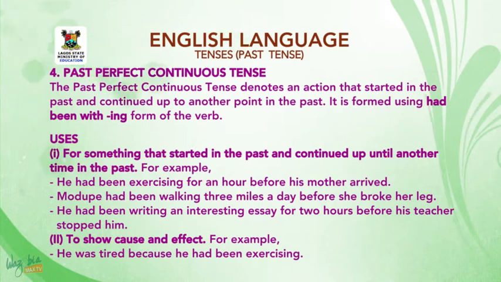Now uses. 1. It is used for something that started in the past and continued up until another time in the past. E.g., he had been exercising for an hour before his mother arrived. Modupe had been walking 3 miles a day before she broke her leg.